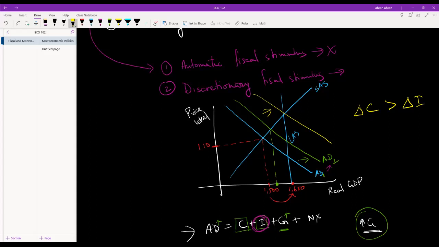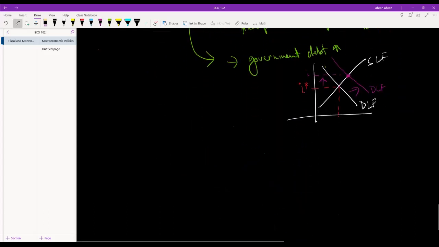or let me use another color of ink. Let's use purple. AD may also fall. It's going down. This will happen when change in consumption is less than change in investment. Okay, I know the diagram looks very complicated and it might be confusing some of you. So let me just simplify it here.